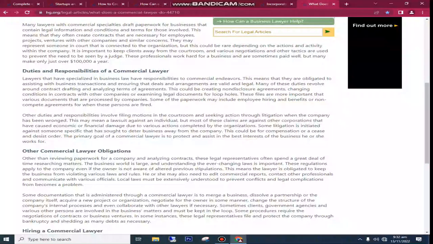Many lawyers with commercial specialties draft paperwork for businesses that contain legal information and the terms and conditions for those involved. This means that they often create contracts that are necessary for employees, projects, ventures with other companies, and similar concerns. They may represent someone in court that is connected to the organization, but this could be rare depending on the actions and activity within the company. It is important to keep the client away from the courtroom, and various negotiations and other tactics are used to prevent the need to be seen by a judge.